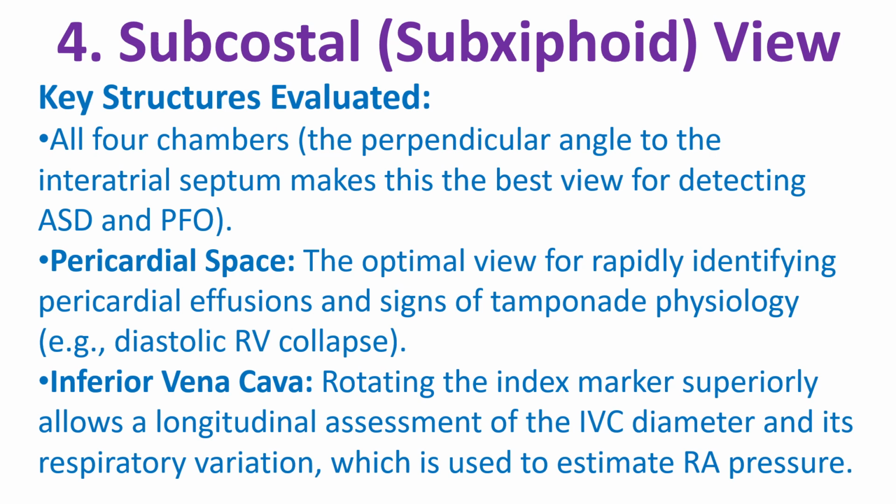Inferior vena cava, rotating the index marker superiorly allows a longitudinal assessment of the IVC diameter and its respiratory variation, which is used to estimate right atrial pressure.